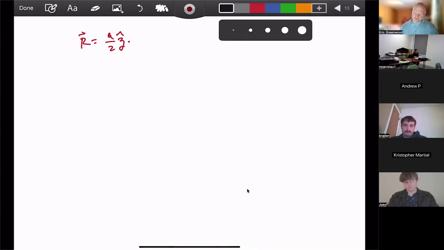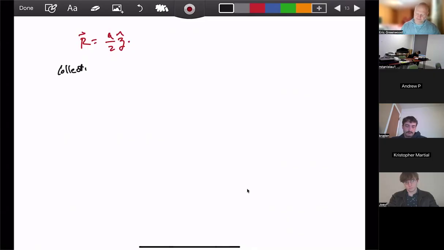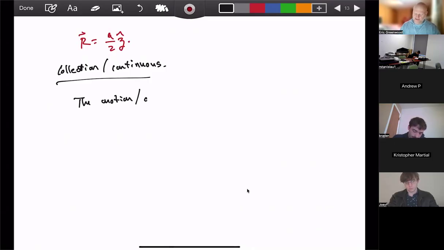So, last thing I'll talk about in terms of the center of mass is that for objects which are moving, whether that is a collection of objects or a continuous object, they're all going to move about the center of mass. So the motion, also the dynamics, are about the center of mass.